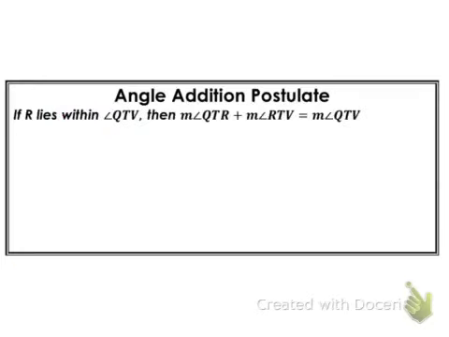Something that we need you to know in class is the angle addition postulate. Now a postulate is a statement that is accepted to be true without any proof. So what you read, you don't have to question it, it's just a statement of fact. The angle addition postulate states that if you have a point R that lies within angle QTV, then the measurement of angle QTR plus the measurement of angle RTV will equal the measurement of angle QTV.